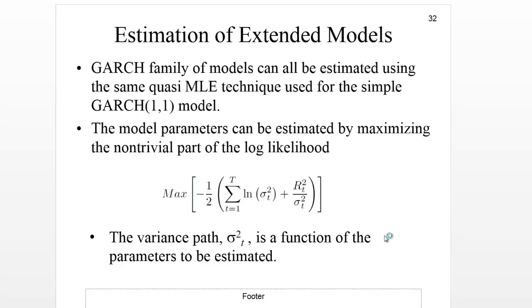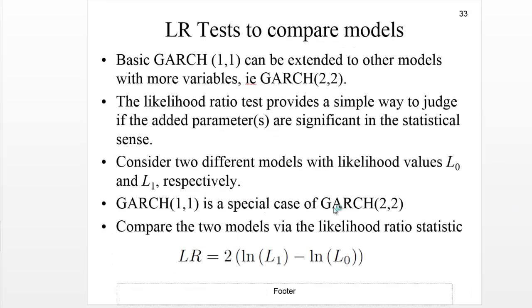The estimation of all these extended models is still going to be done with maximum likelihood. It's non-trivial, but it's the same methodology, so it does not change. You see sigma here. What changes is what you have underneath and the parameters that you have in your GARCH model, but the estimation does not change. The next thing we're going to see is how we compare the models.